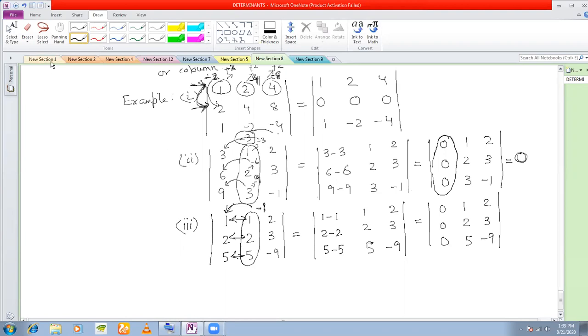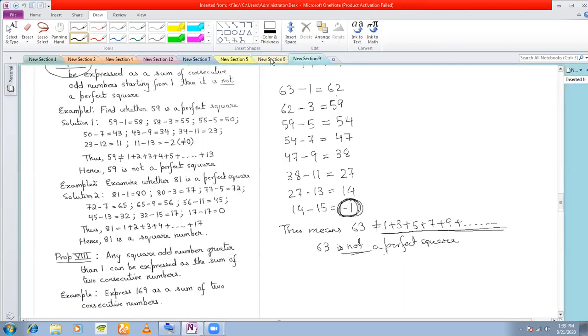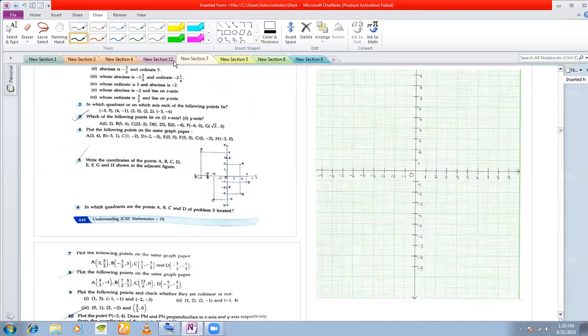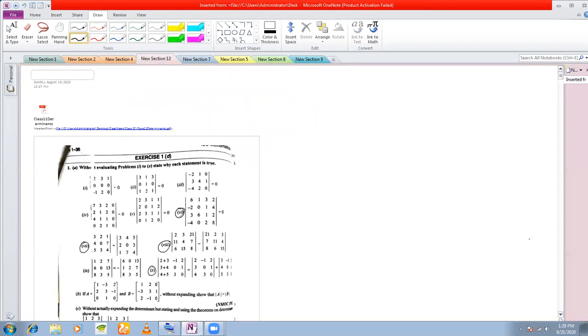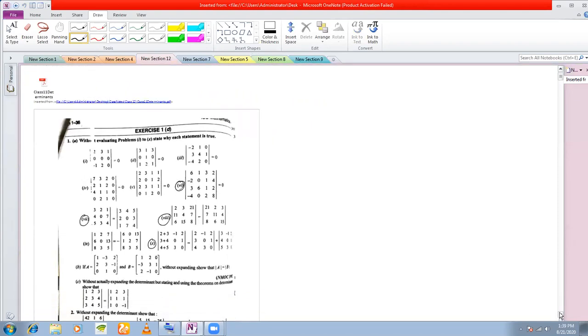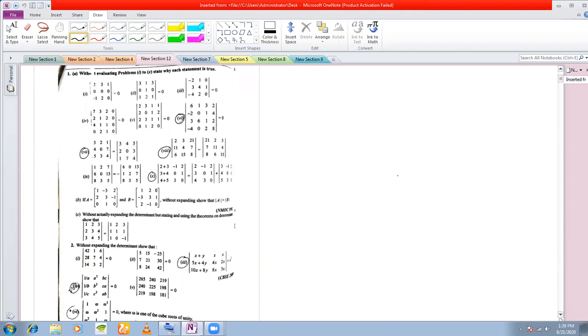Now I'll do some more problems that will make things a little clear. Look at this, this is from your textbook. Look at the first one. If you look at this, what is the determinant given here? 2 3 1, 0 0 0, minus 1 2 0. Let us call this determinant delta. Can you tell me what is the value of this determinant?